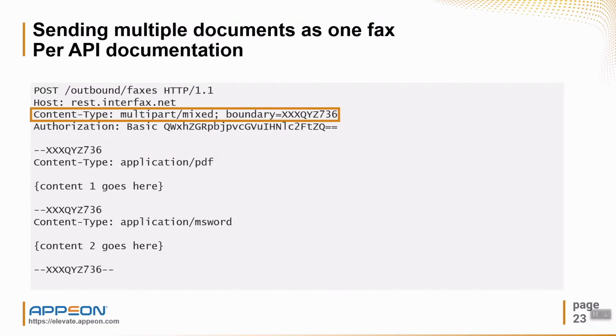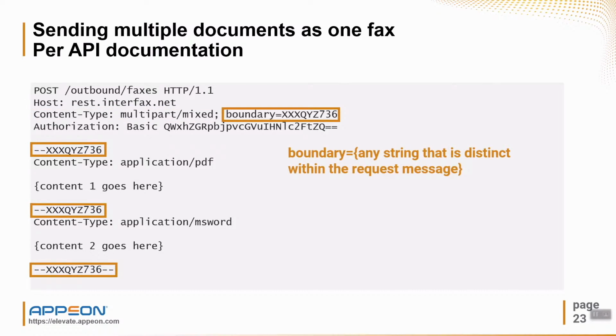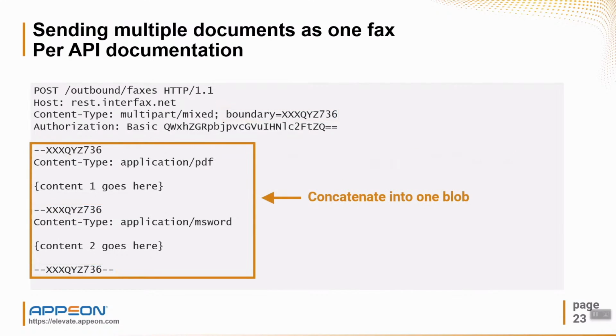And the thing that's going to be different here is the content type header will be multi-part mixed, and we'll define a boundary. And the boundary can be any string that is unique within the body. So you can use it to mark off sections. And so our request body is going to look like this. We're going to take the different parts here and concatenate it into one blob.